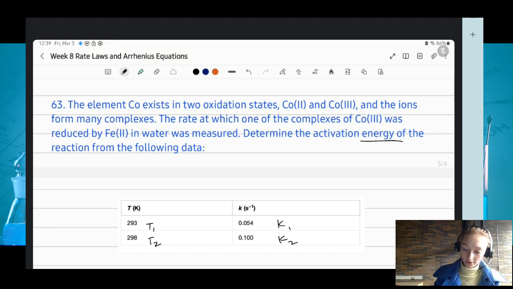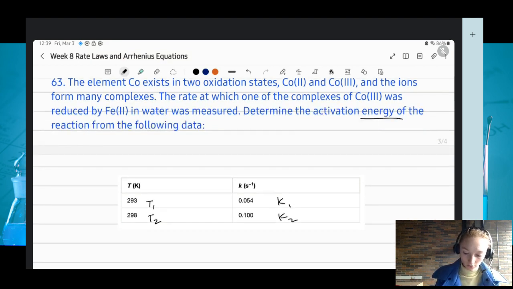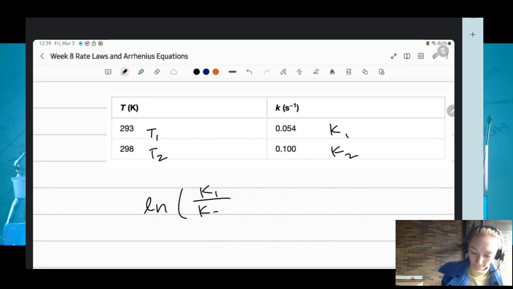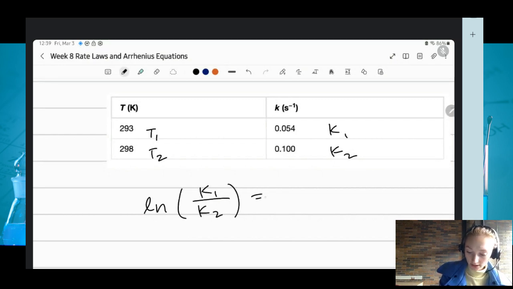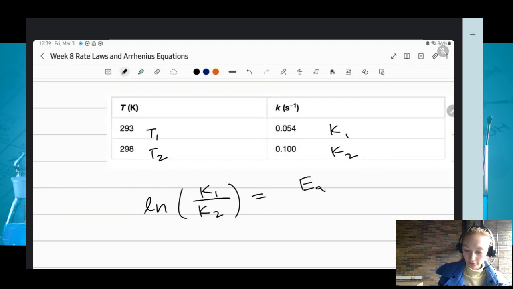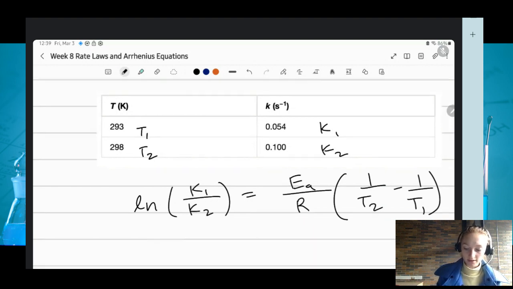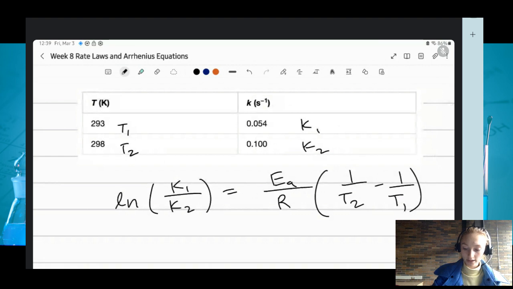And so the equation for this, to solve for the activation energy, will look like this. So it's the natural log of K1 over K2 equals EA, and that's the activation energy symbol, divided by R times the difference in the changes of temperature. There we go. And from this, we can plug in these values and then solve for EA. And also keep in mind this R constant is going to be the same one that you've used before.